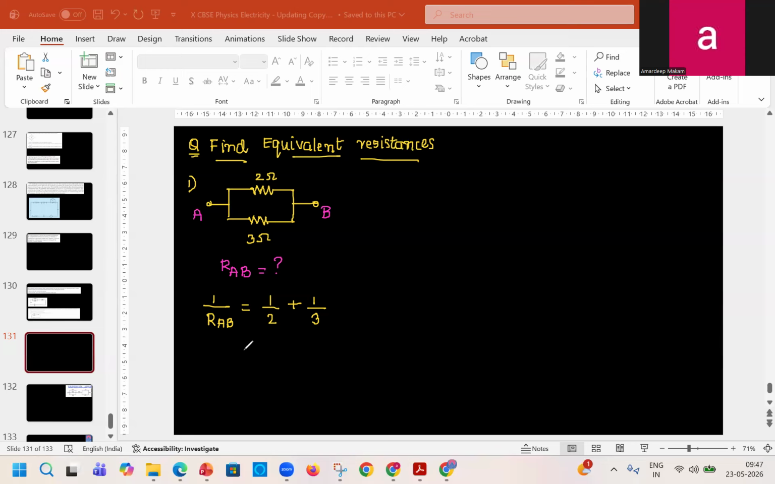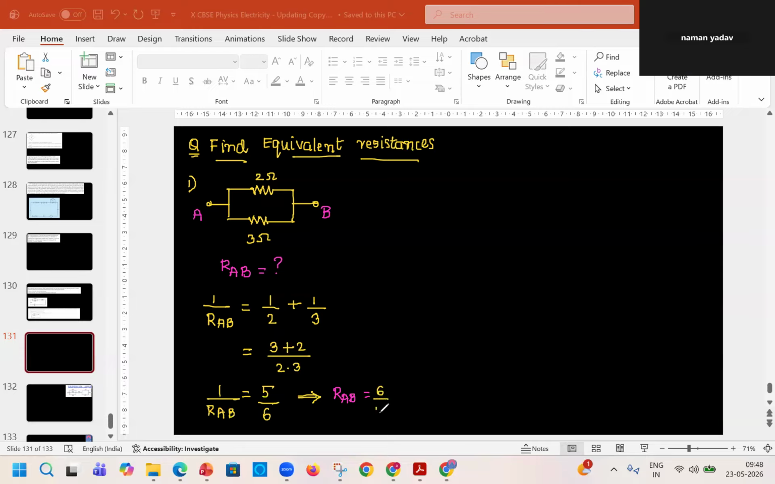Okay. So now you'll take LCM. So this is all mathematics, right? So you'll take LCM. So you get 3 plus 2 upon 2 into 3, correct? So you get 5 upon 6, correct? And it is still 1 upon RAB, right? So what is finally RAB? What is the final RAB value? Yeah, for RAB you'll have to do the reciprocal. पलटा मारना पड़ेगा. What is it? 6 upon 5. And what is the unit?